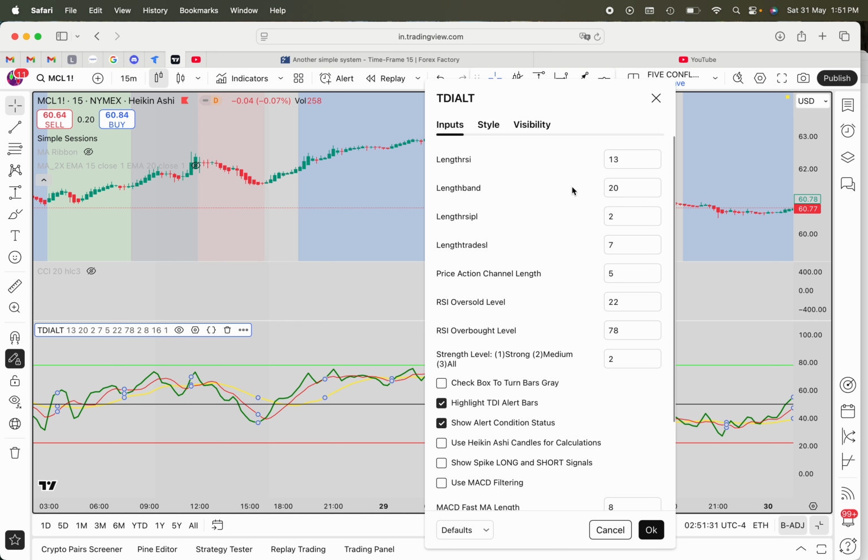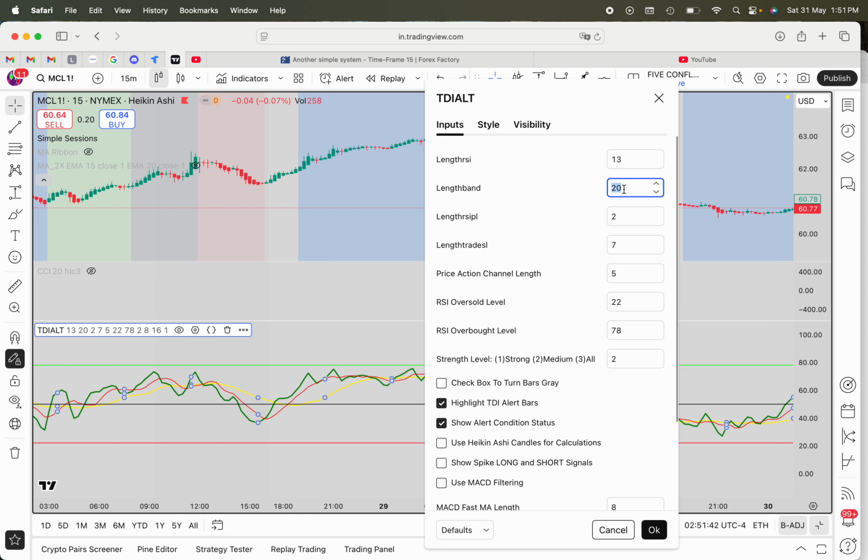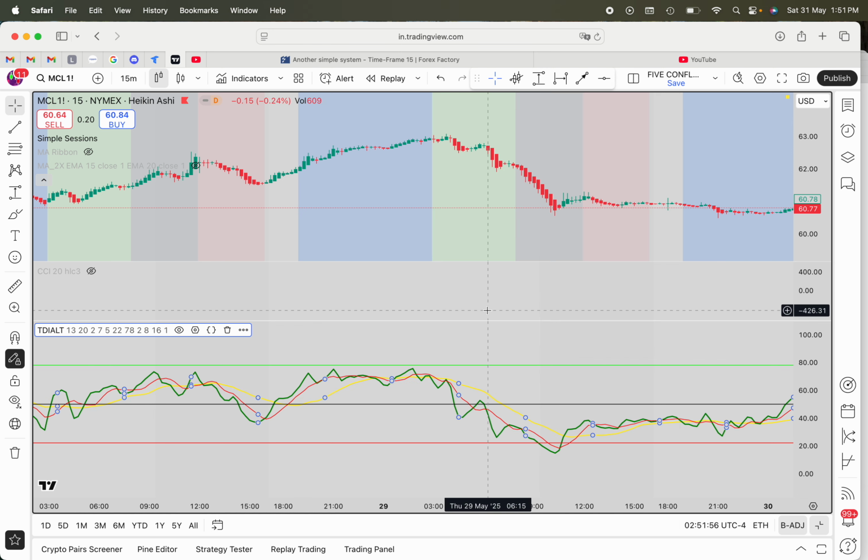On this side of the actual indicator itself, the only thing I've changed is this length band. It was 34, and I've changed it to 20. And if I expand that, you can see the yellow line change. See how it's changing? Okay, it was 34. I've changed it to a 20. Why 20? Well, I use 20. That is my go-to.